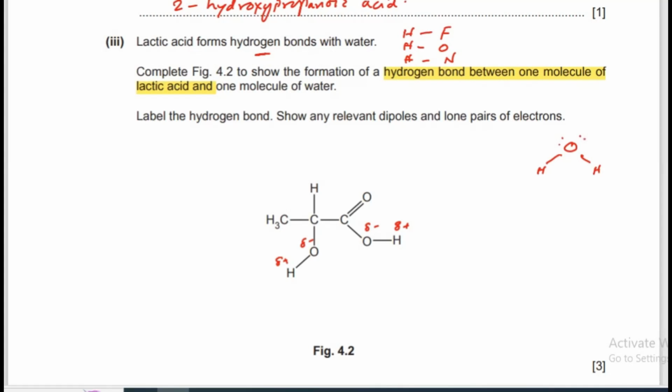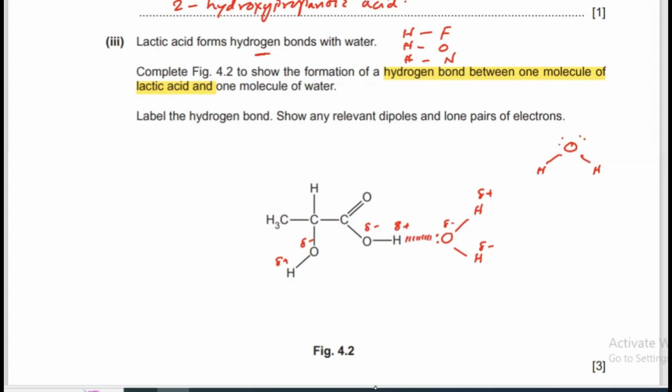So if this is the partial positive end, now the oxygen can make the hydrogen bond with it. Here you have the partial positive, partial negative. This is also partial negative. And here you have to show the lone pair. The hydrogen bonding is the electrostatic force of attraction present between the lone pair of oxygen and the partial positive end of another molecule, which is definitely hydrogen. So here you can show the hydrogen bonding.